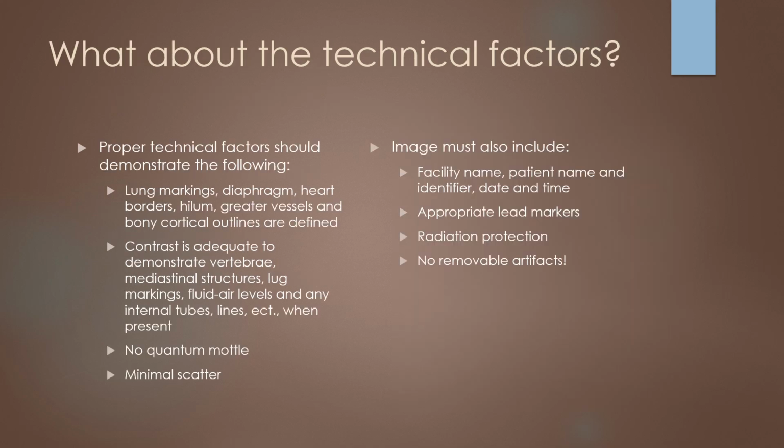Technical factors are going to be really similar, so we need to make sure that we have adequate tissue penetration and adequate grayscale to see lung markings. We want to have the penetration to get through the diaphragm, the heart borders, the hilum, the great vessels, and the bony cortical outlines. We need enough contrast to demonstrate the vertebra, while not such a short scale that we wipe out some of our lung markings.